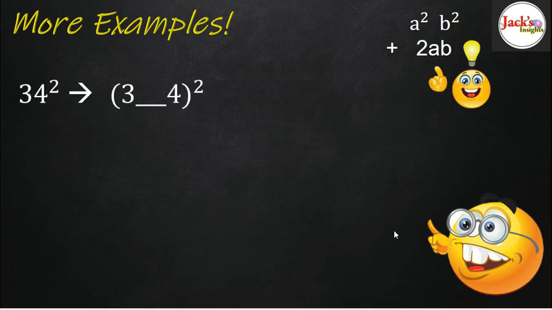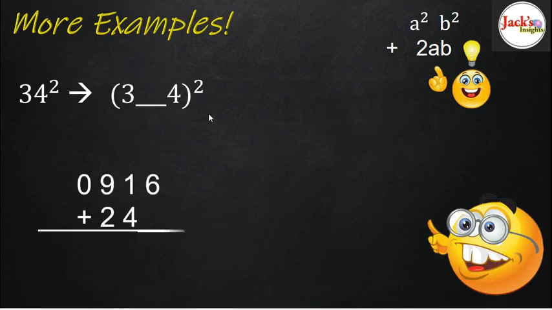Another example, 34 squared. So same process. Separate the digits. Our A is 3. The square of 3 is 9. So written as 09. Okay, as a two-digit number. The square of 4 is 16. Then 2AB, 3 times 4 is 12. Times 2, that is 24.